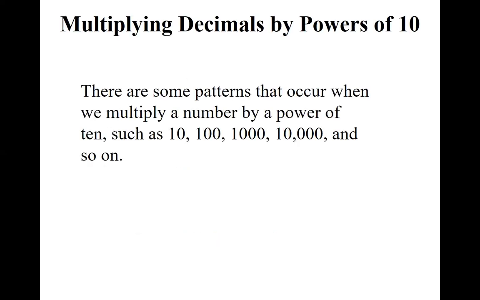There are some patterns that occur when we multiply a number by a power of 10, such as 10, 100, 1,000, 10,000, and so on. And that pattern has to do with the number of zeros in the power of 10. 1 zero, 2 zeros, 3 zeros, 4 zeros, and so on.